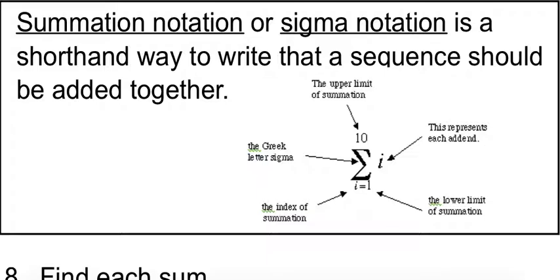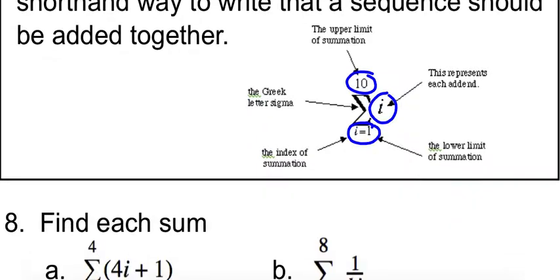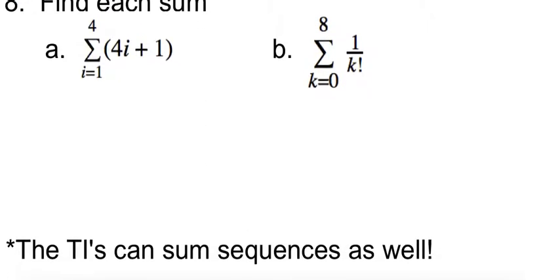Hopefully you did. So anyway, this is a Greek letter sigma. I is called the index, and this is the lower limit, so it tells you where to start. The upper limit tells you where to stop, and this is the formula that you're plugging into. Okay? And the sigma means add them all up. So let's actually do these.